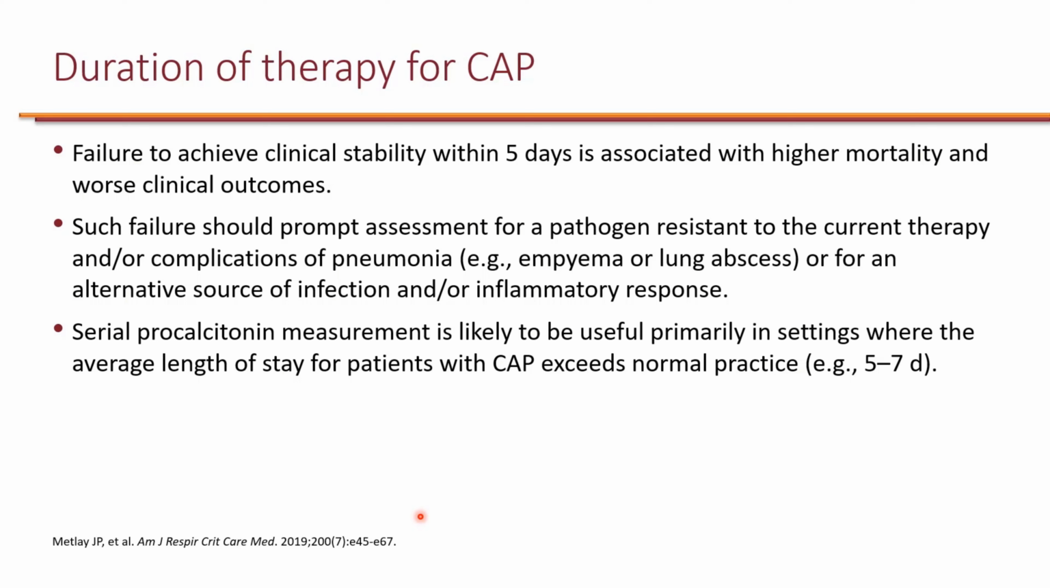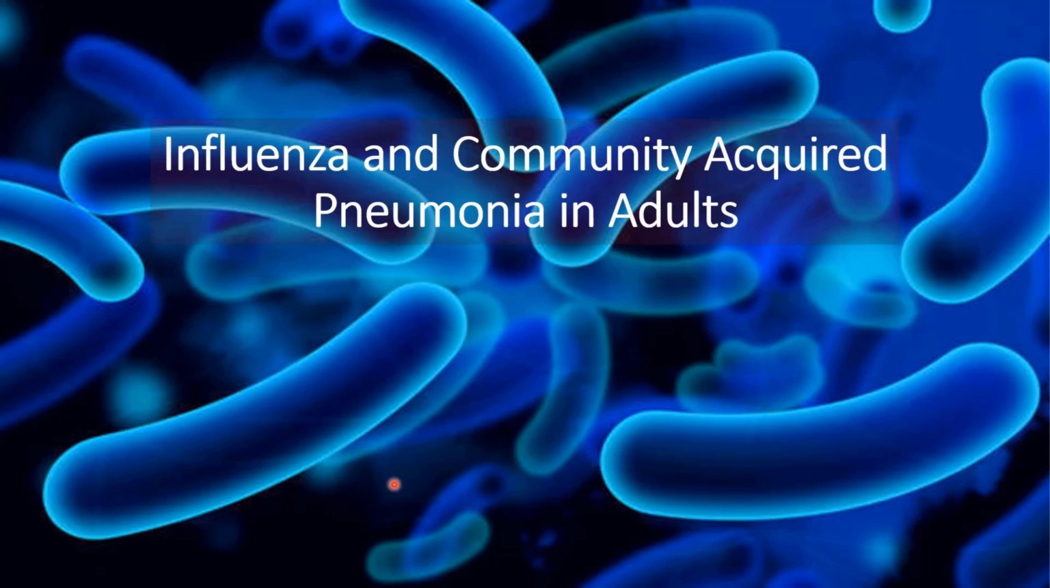One tool that we can use is serial procalcitonin in order to see when it's safe to discontinue antibiotics if the patient needs a longer duration. So once it goes beyond 5 to 7 days, we can actually get serial procalcitonin, and if the levels become low, then that's an indication that treatment has been long enough and it would be safe to discontinue. This concludes this presentation.